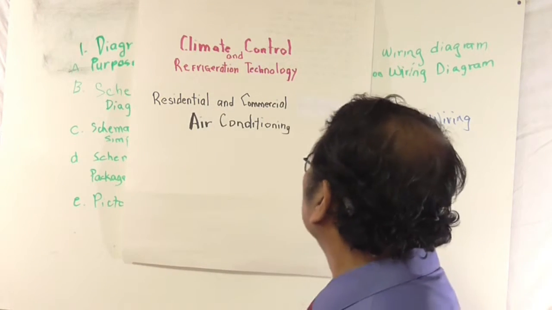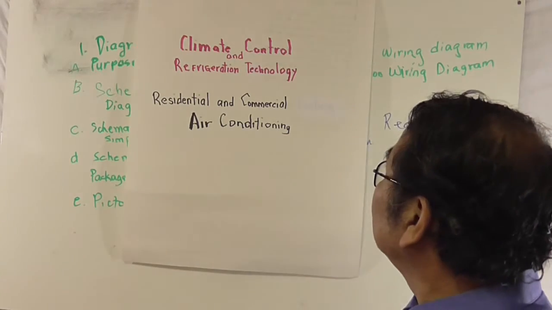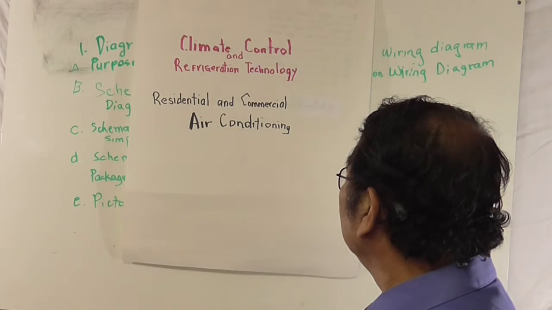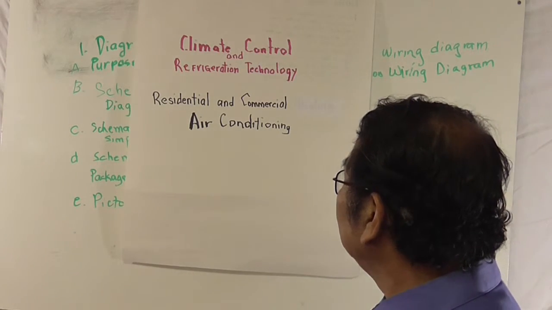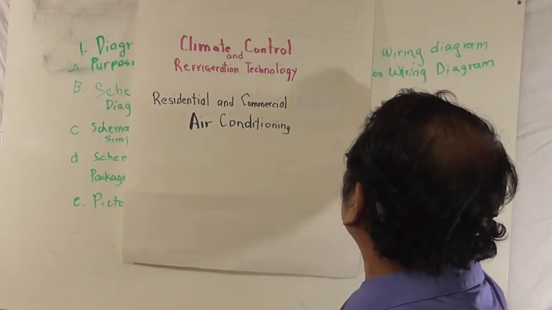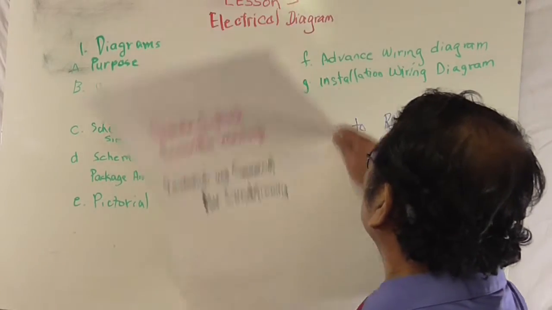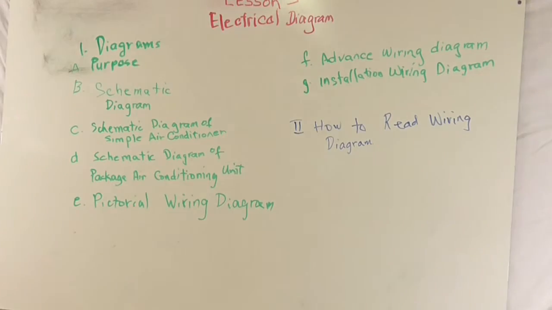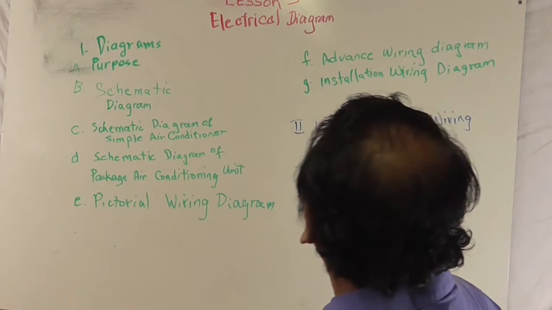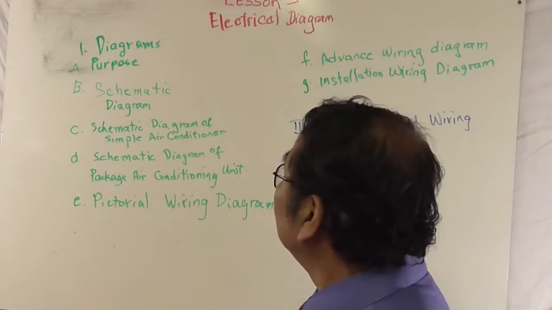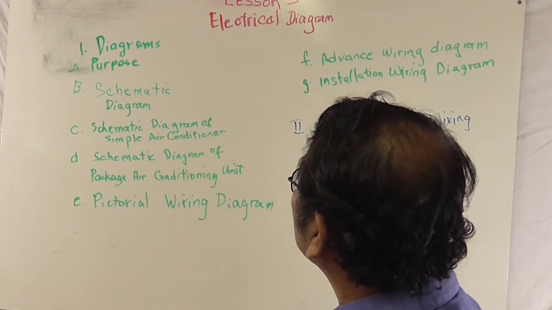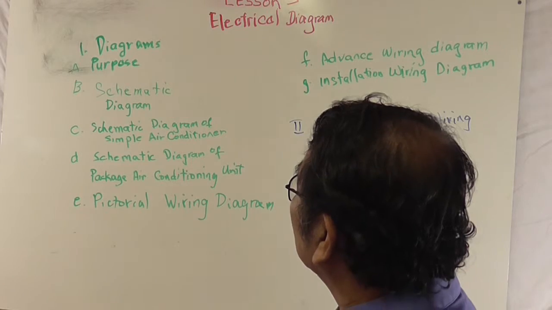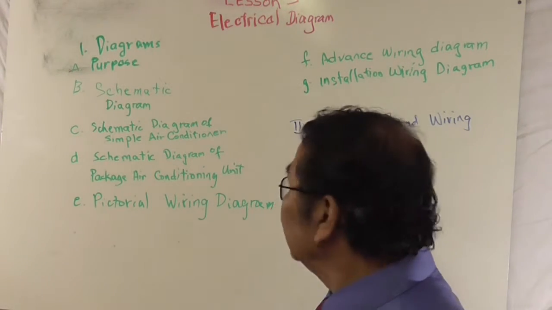Discussing the continuation of the climate control and refrigeration technology. The topic is residential and commercial air conditioning, and this will be lesson number 5 in this series. It will be about the electrical diagram. Here we are going to discuss the diagram and its purpose.